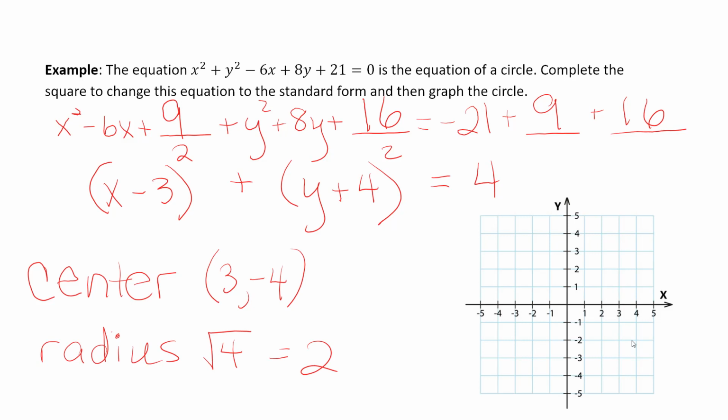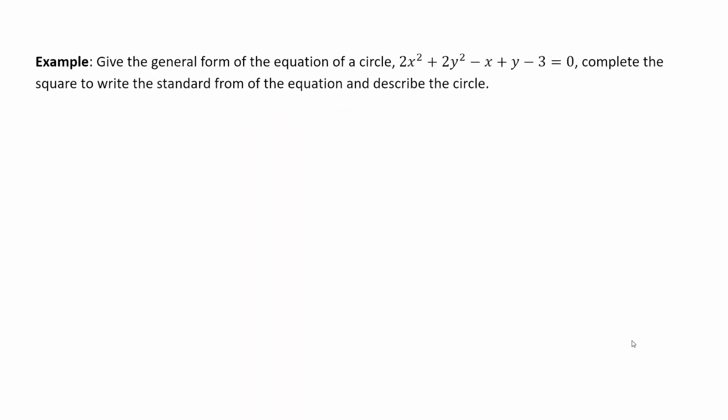So now I can graph the circle. I can just put the center at 3, -4, and then draw the circle with radius 2. So that is how you would complete the square to find the standard form of the equation of a circle. Now, that one wasn't too hard because the coefficients on x squared and y squared were 1. Sometimes they're not going to be, and you'll have to do division. So let's look at one of those.